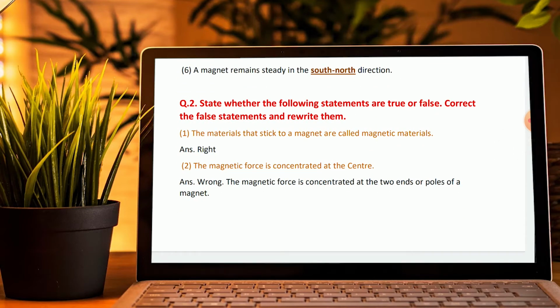Question number 2. State whether the following statements are true or false. Correct the false statements and rewrite them. First, the materials that stick to a magnet are called magnetic materials. Answer: right. Second, the magnetic force is concentrated at the center. Answer: wrong. The magnetic force is concentrated at the poles of a magnet.